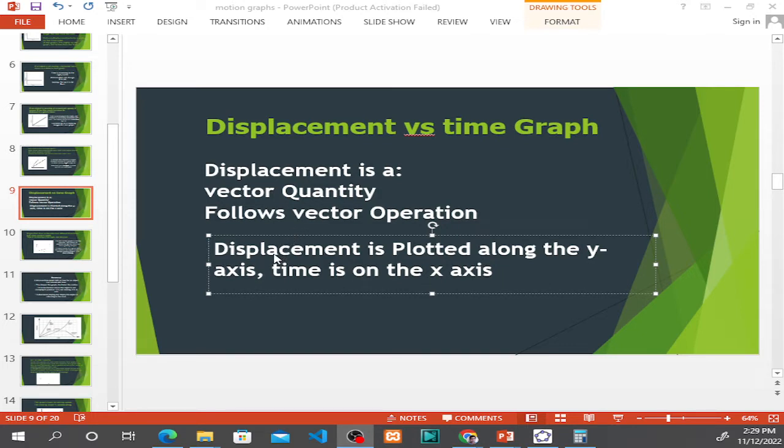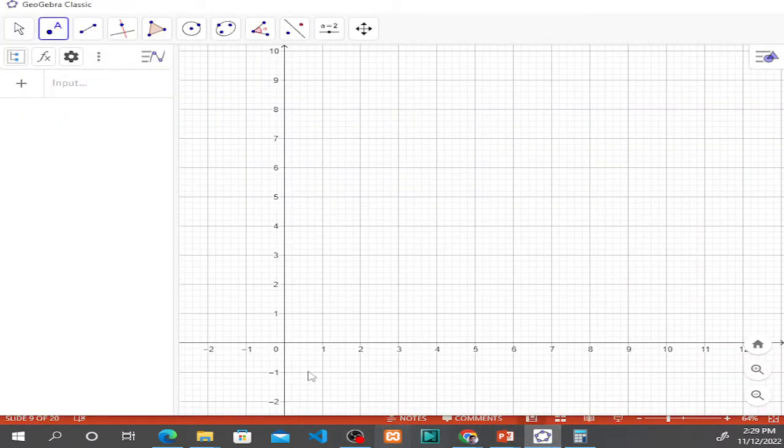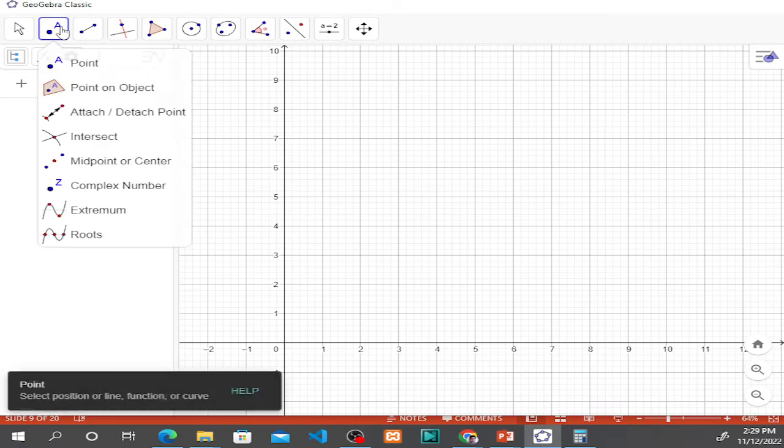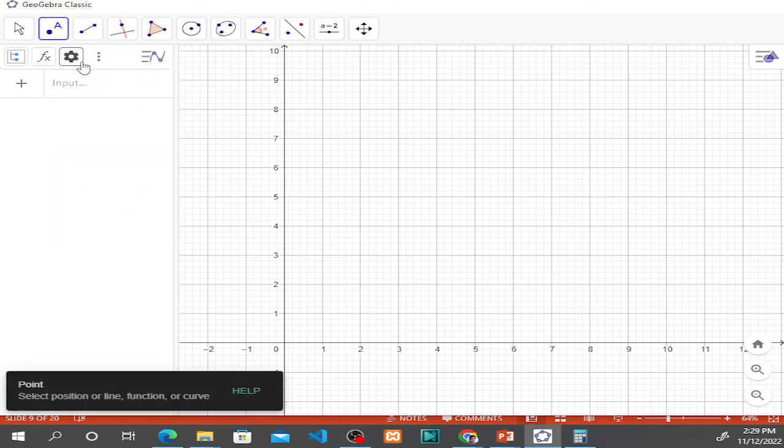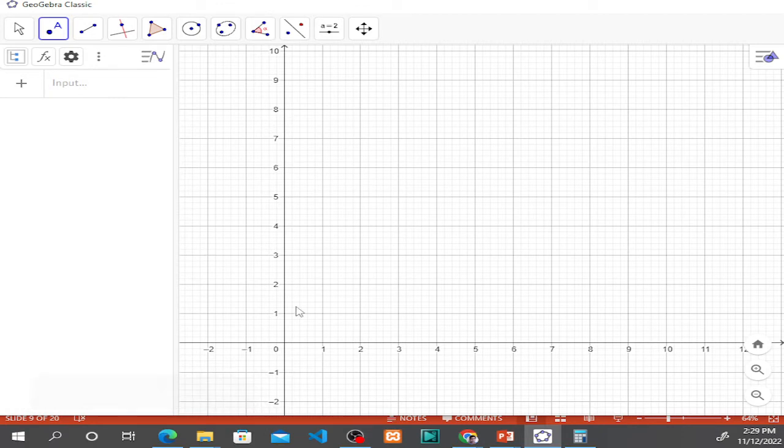to explain that. So displacement is always plotted along the y-axis and time is always plotted on the x-axis. I have shown you my graphing tool and it's down here. Then we can pull that up. So we have GeoGebra. For example, I pick a starting position, because what matters most in the displacement is the initial and final position of the object. So we put the origin at 0, 0 to be our starting point.